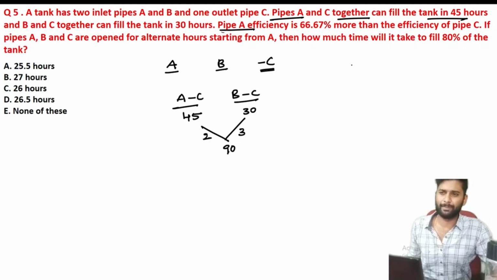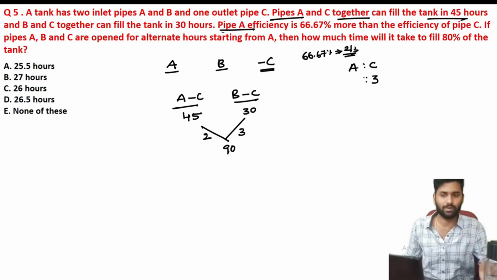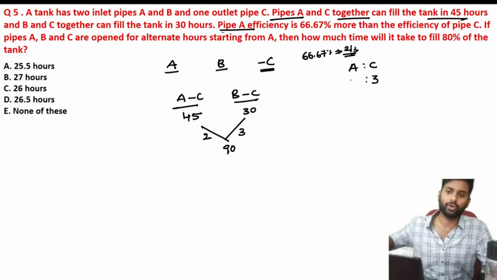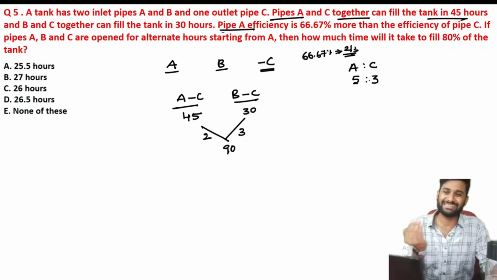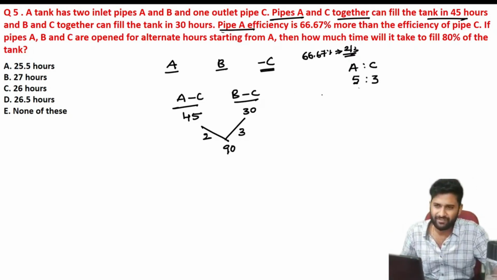Now we have information. Pipe A efficiency is 66.67%, which means a value of 2 by 3, right? When compared to pipe C, if pipe C delivered 3 units taken out, A filled 2 more units, which means A filled 5 units and C took out 3 units. Now we have a comparison. What is the difference between 5 and 3? That is exactly equal to 2. Then you understand that the efficiency of A is equal to 5 units, C is equal to 3 units.